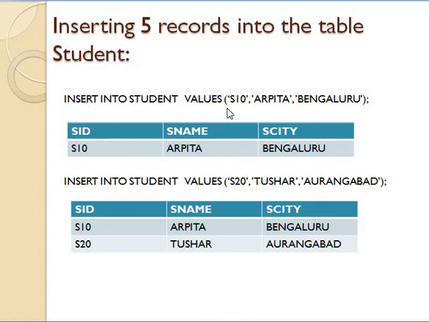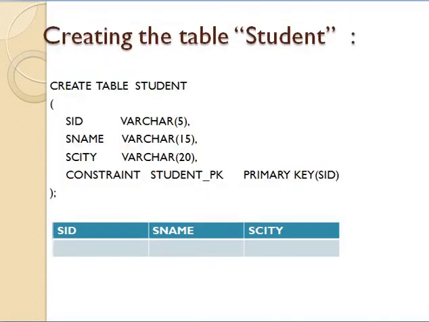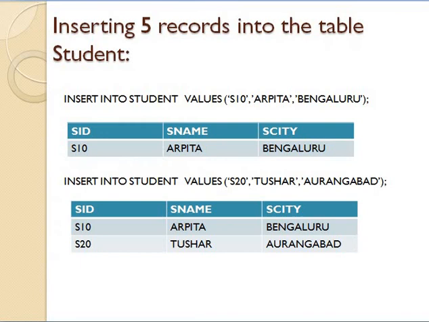insert into student values S10, Arpita and Bangalore. Now note that each of these values, that is S10, Arpita and Bangalore, are enclosed within quotations. This is because these values belong to the columns known as SID, SNAME and SCT, and each of these columns has the data type varchar. Now remember, for data type varchar, the column associated with it should contain values that are enclosed within quotation marks in the insert statement.